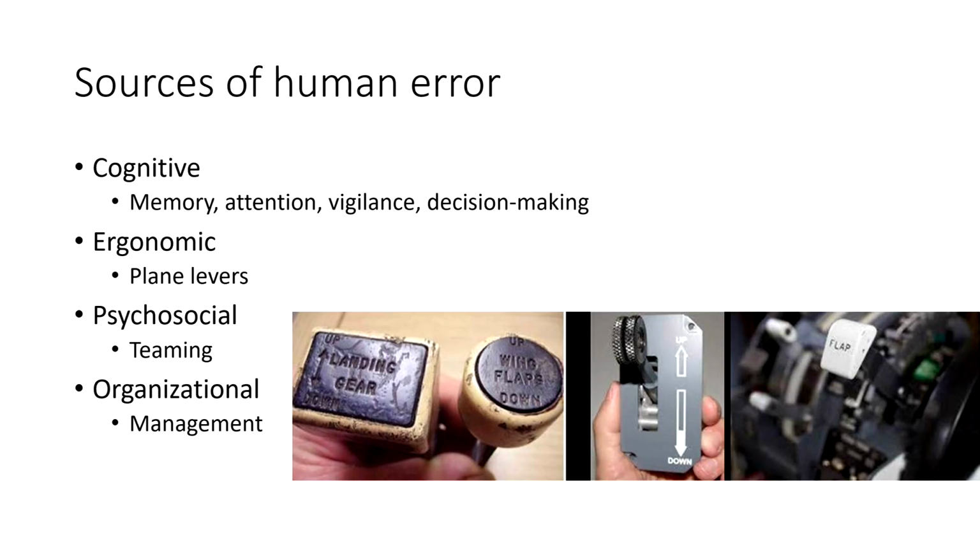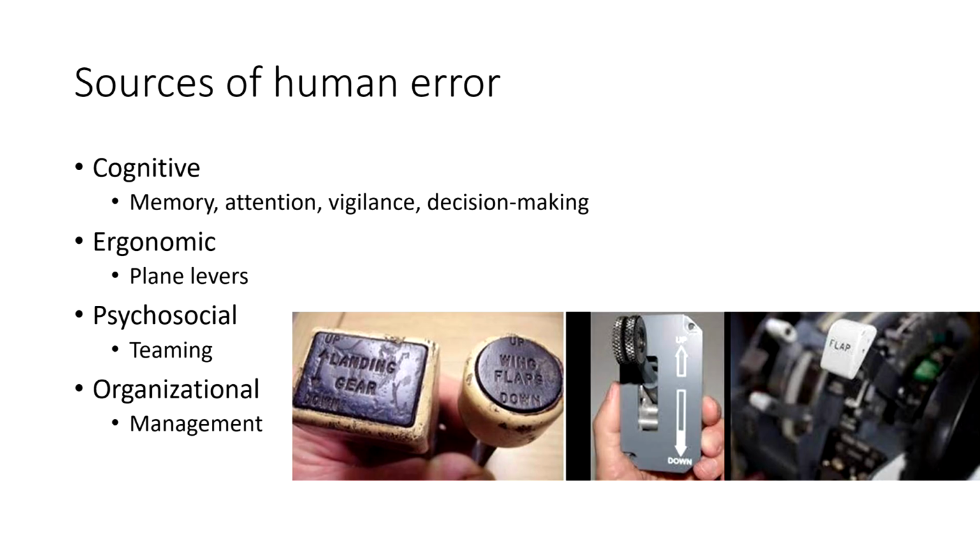Okay, so we've talked a little bit about this in previous lectures, but sources of human error. So we have cognitive sources: memory, attention, vigilance, decision making issues. Ergonomics, so this could be physical limitations that cause human error. I'll get back to these plane levers in just a moment.